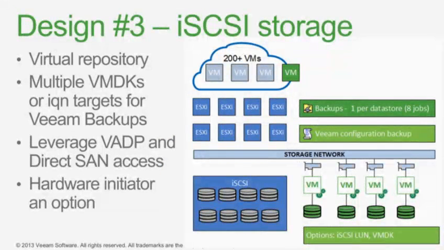Now, for the iSCSI fans in the world here, this is where my favorite data mover comes in, and that's direct SAN access. So the vSphere APIs for data protection also give us a way to communicate directly to the storage, which is the most efficient data mover if you're using the VADP toolset. So in this design here, I can actually make the repository a virtual machine and even give an iSCSI LUN as my backup target and assign it directly to the proxy.